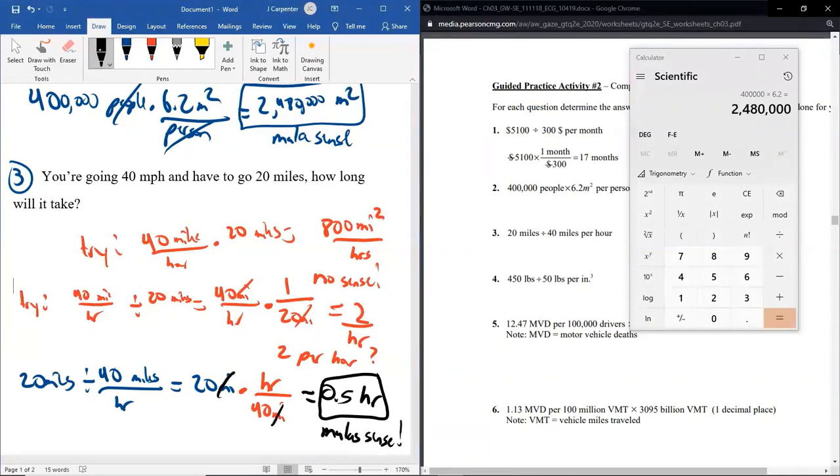If you're going 40 miles an hour, well, 20 miles is half of that, so you should be able to cover that distance in half of an hour, because you would go 40 miles in 1 hour, but you only need to go 20 miles, so it's definitely going to take you less than an hour. This makes sense on all levels.